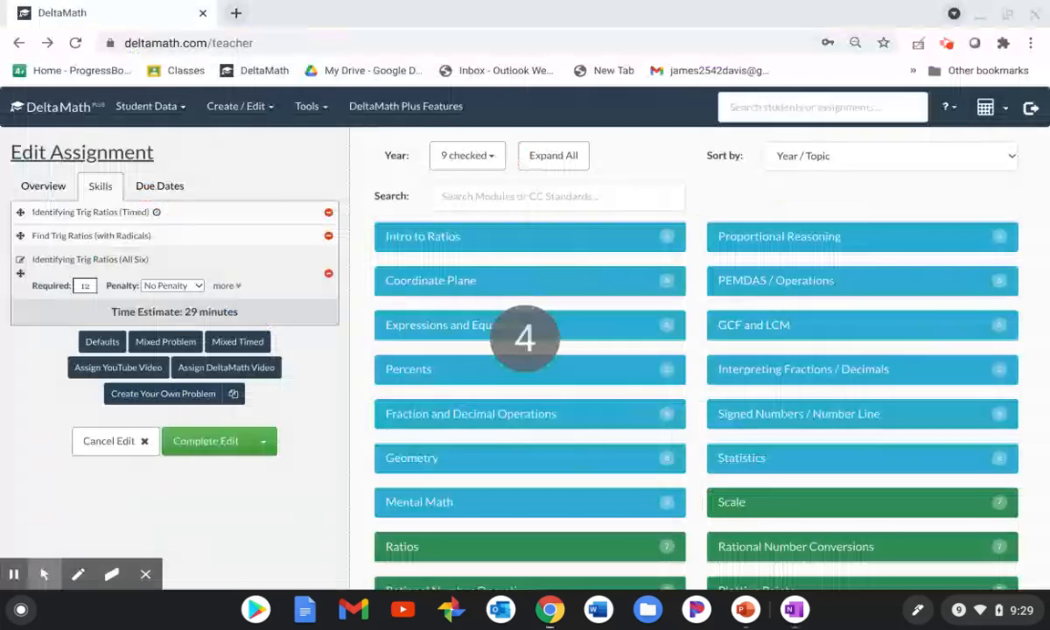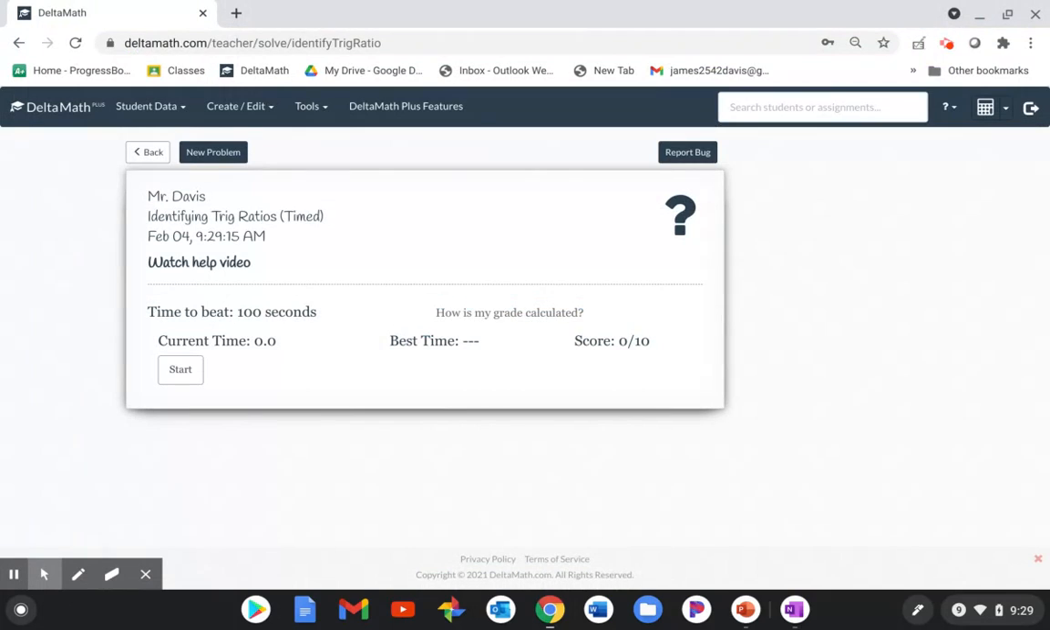So let's go ahead and take a look at the assignment here real quick. The first assignment is actually one of the timed ones. Don't worry too much about the clock because you'll have 300 seconds and it will definitely be doable. The key thing is, don't miss any, because you have to get 8 correct in a row.